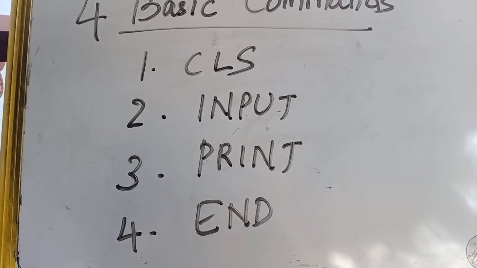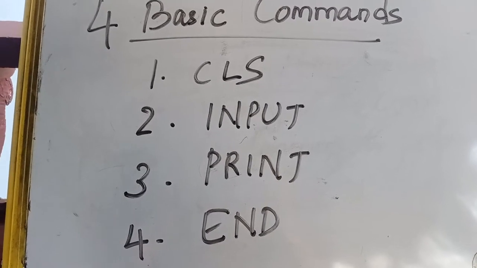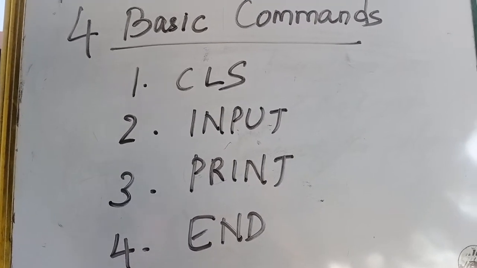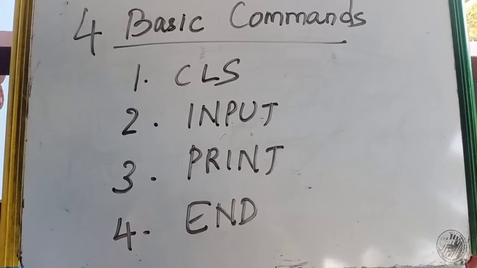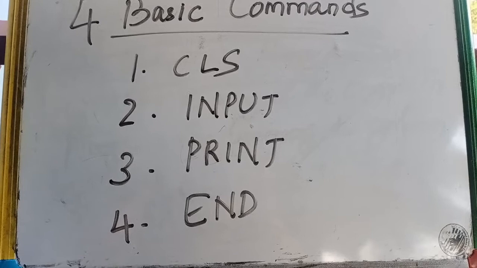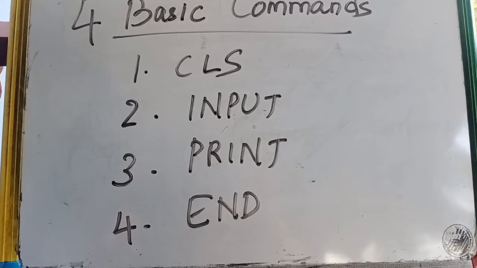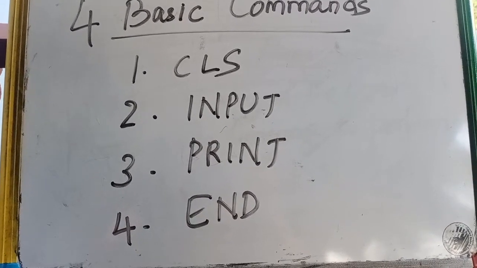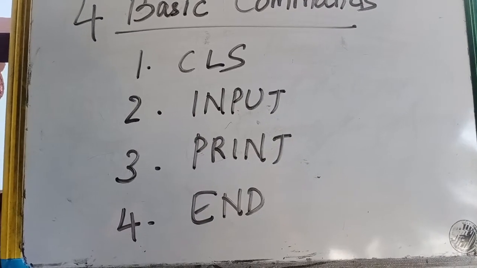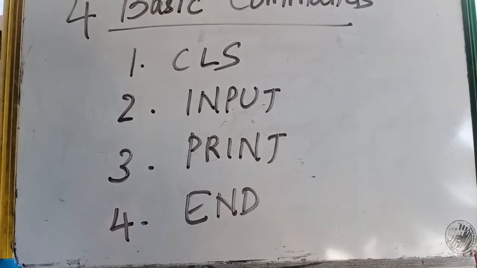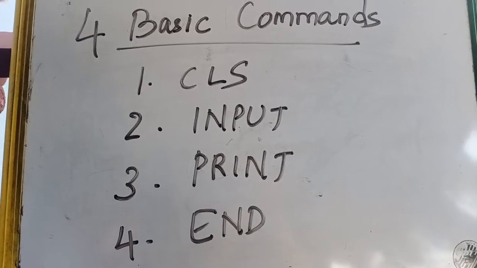And the last one is end. End helps to stop the program. Okay, let me repeat once again. The 4 QBASIC commands are CLS, input, print, and end. CLS is for clearing the screen. Input is for getting the input from the user. Print means print anything that you want on your output screen. End means to stop the program.